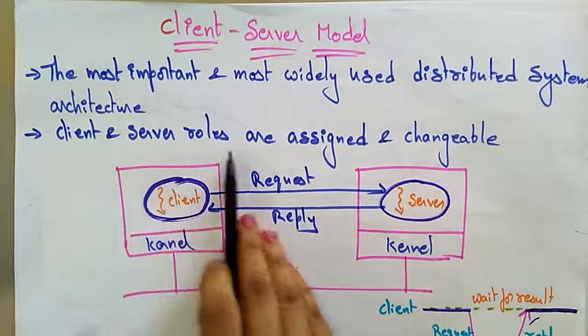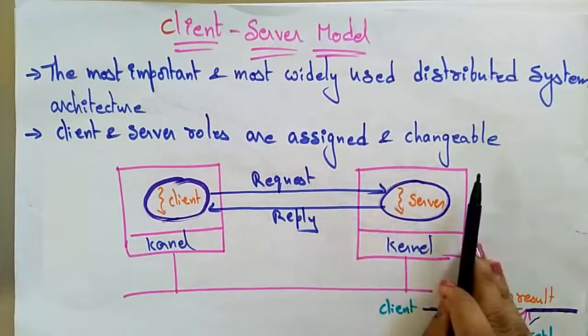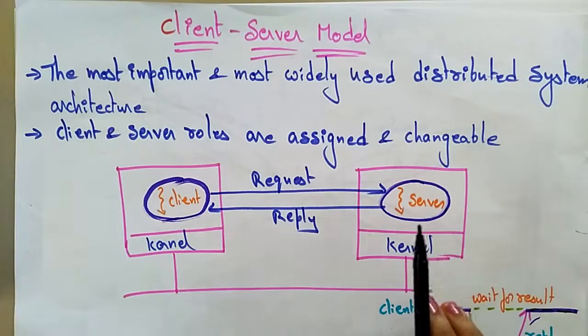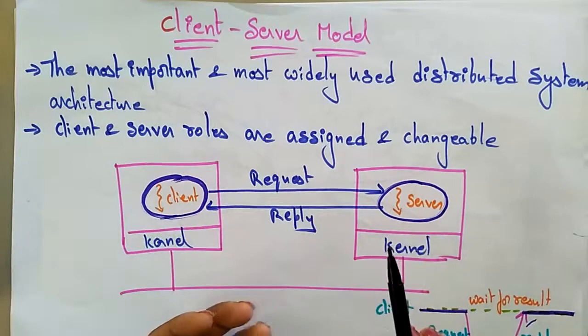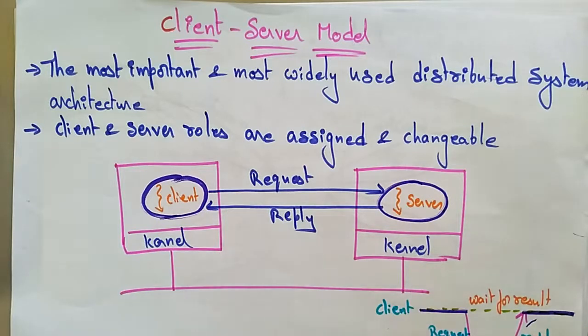Here the client and server roles are assigned and changeable. Sometimes the client may act as a server, and the server may even act as a client also. So the roles may change frequently.